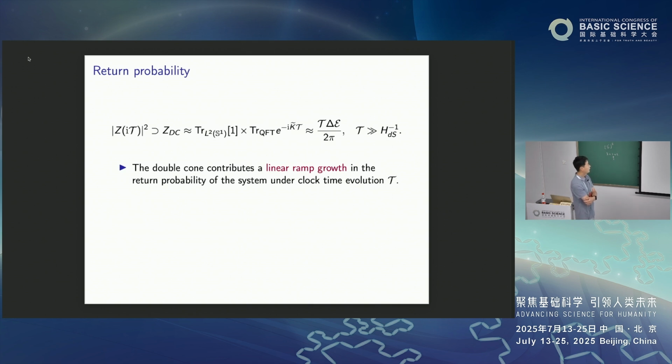Okay, so that tells you to consider the wormhole geometry. The double cone contributes a linear ramp growth with respect to the clock time t. In particular, it's non-zero. So that tells you that if you evolve the whole system under the clock time t, it has some non-perturbative small probability to return back to its initial state.